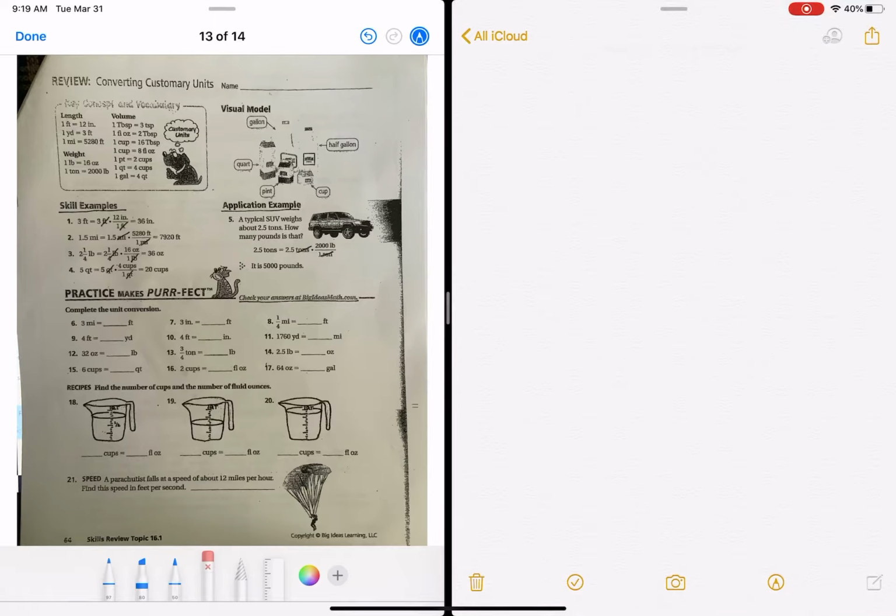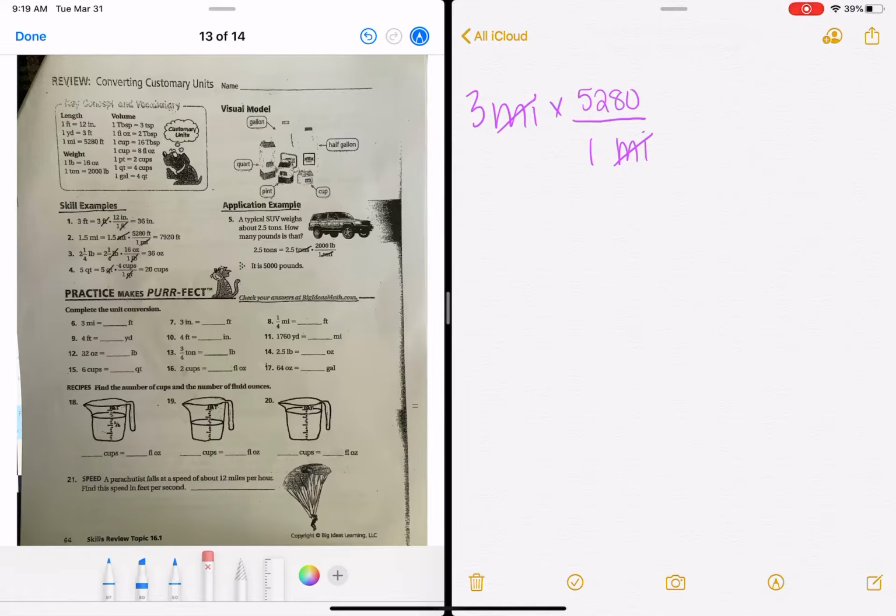An important thing to remember is whatever we are changing is going to be your denominator, so we can cancel out those units. So starting with number 6, we want to change 3 miles to feet. So remember, like I just said, miles is what we're getting rid of, so it goes on the bottom. So in 1 mile, there's 5,280 feet.